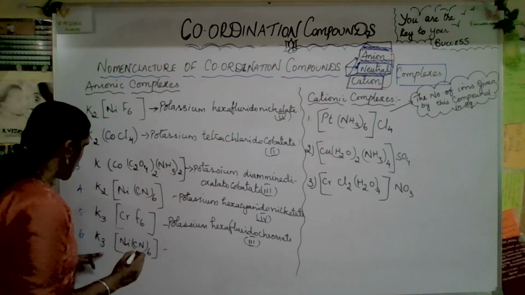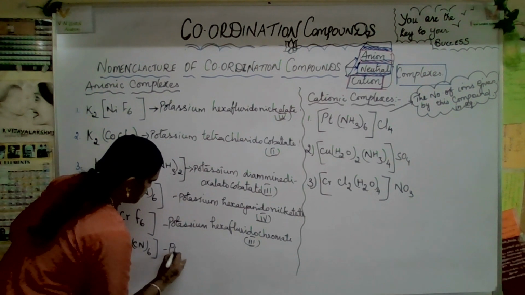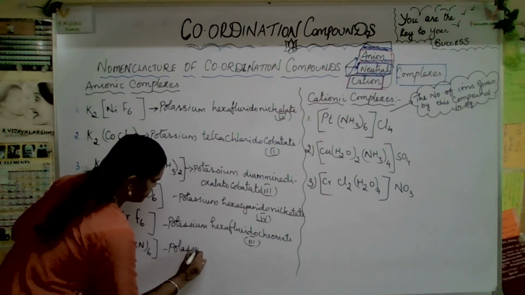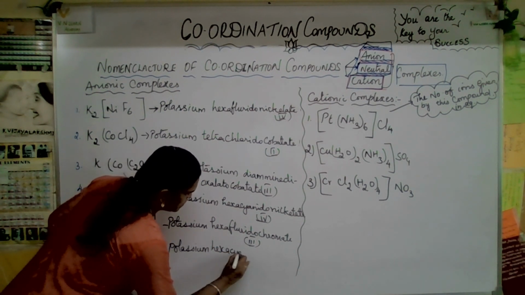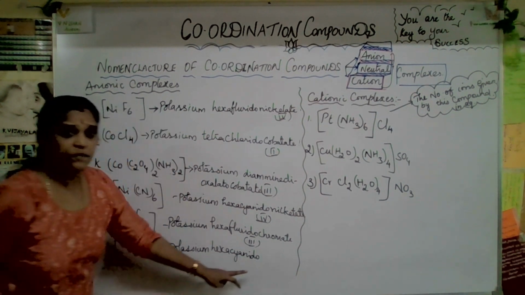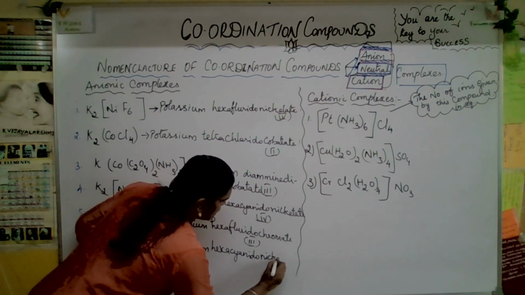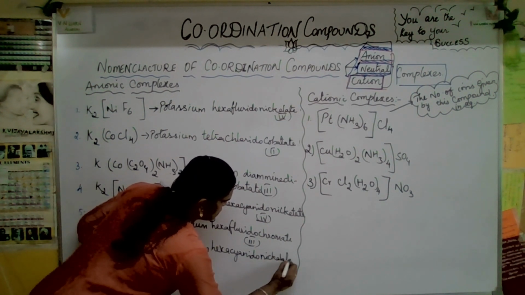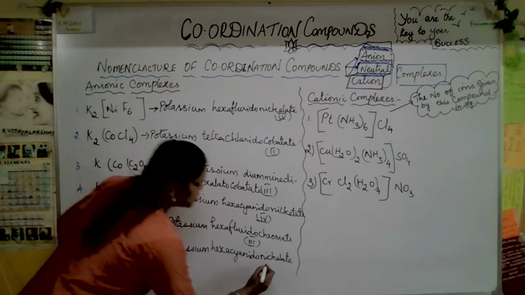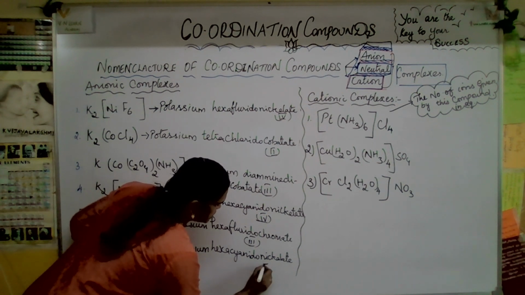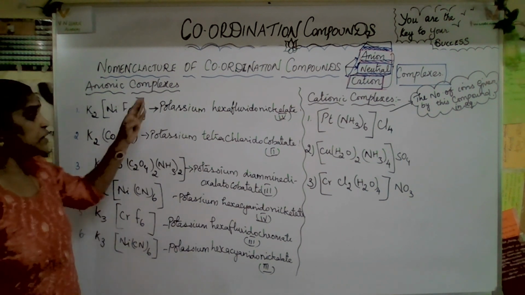Now next one. Potassium hexacyanidonickelate. Cyanido, is it visible? Yes. Hexacyanidonickelate. Here -6 from cyanido at -1 each, here +3. So the oxidation state is 3. Hope you understand very clearly all these naming compounds.